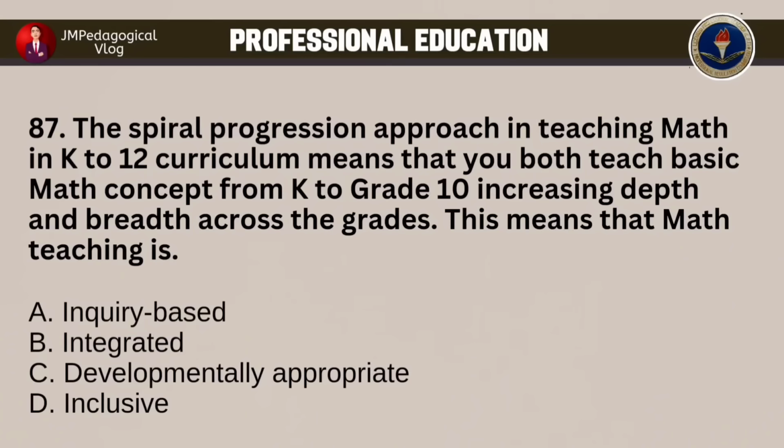87. The spiral progression approach in teaching math in K-12 curriculum means that you teach basic math concepts from K to grade 10, increasing depth and breadth across the grades. This means that math teaching is A. Inquiry-based. B. Integrated. C. Developmentally appropriate. D. Inclusive. C. Developmentally appropriate.